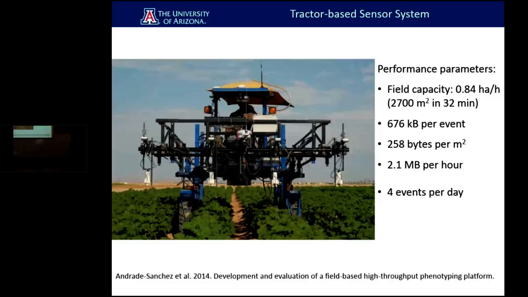We generate about 258 bytes per square meter every time that the machine is moving. And we can do several events per day.